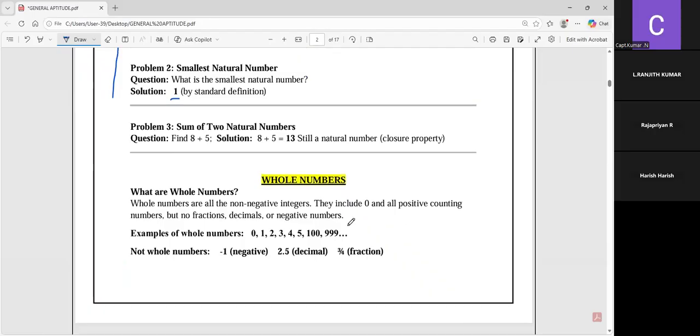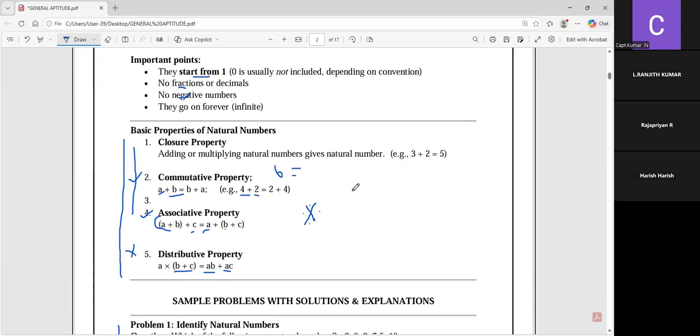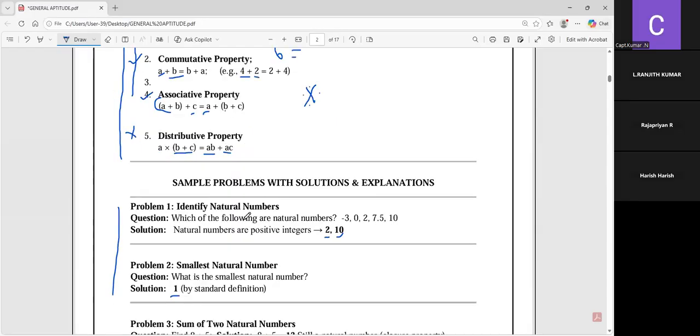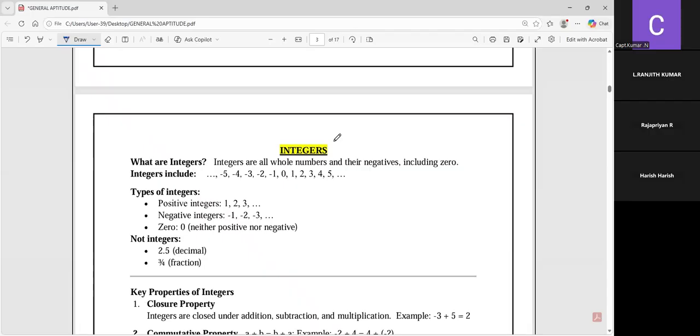A whole number is nothing but a non-negative number. First point, non-negative integers that include 0 and all positive counting numbers. That is, no fraction, no decimal, and the negative numbers are not present in this. That is called a whole number. First one is called a natural number. Second one is a whole number. Third one is an integer.